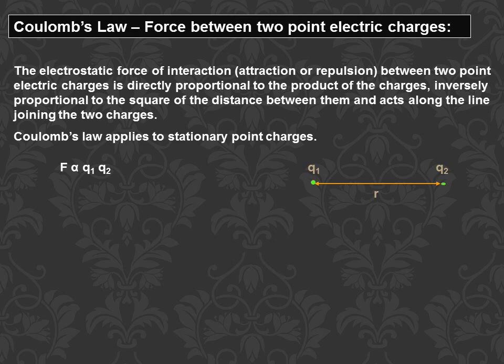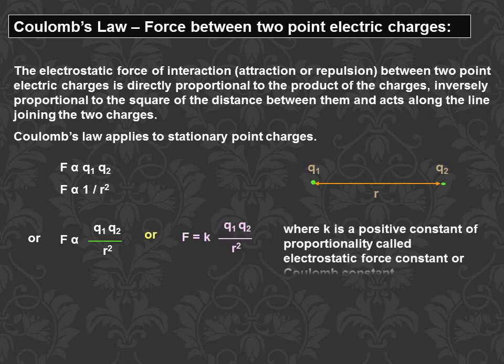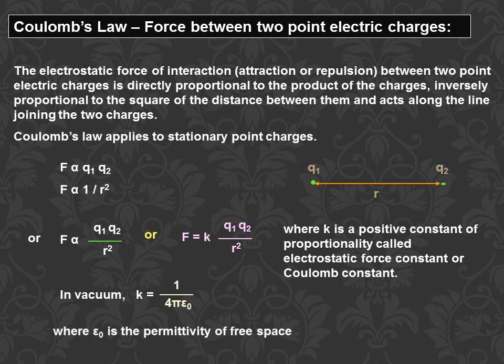It means F is proportional to Q1 Q2, and F is inversely proportional to R square. When we combine these two parts, we get F is proportional to Q1 Q2 by R square. Or in the form of an equation, we get a constant: F is equal to small k Q1 Q2 by R square, where k is called the electrostatic force constant.